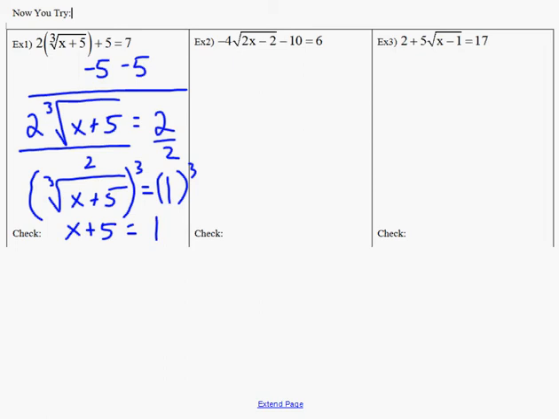Now we can solve this equation the rest of the way, now that the radical sign's out of the way. Subtract 5 from both sides, we get x equals -4. Now we've got to go back and double check to make sure that this actually works in our equation. So, to do the check, we are going to rewrite the original equation.